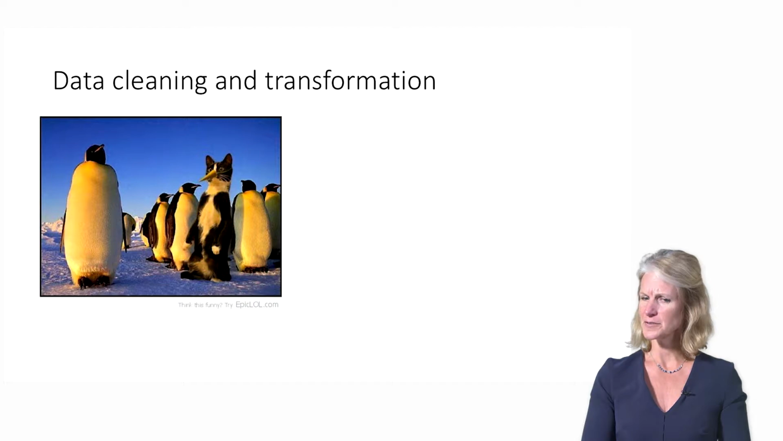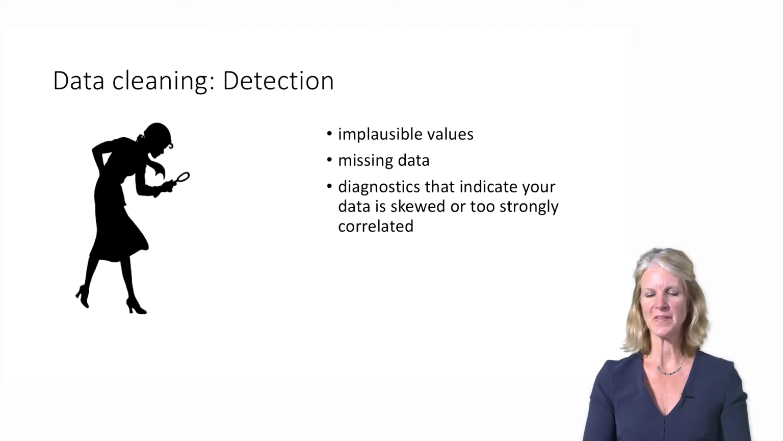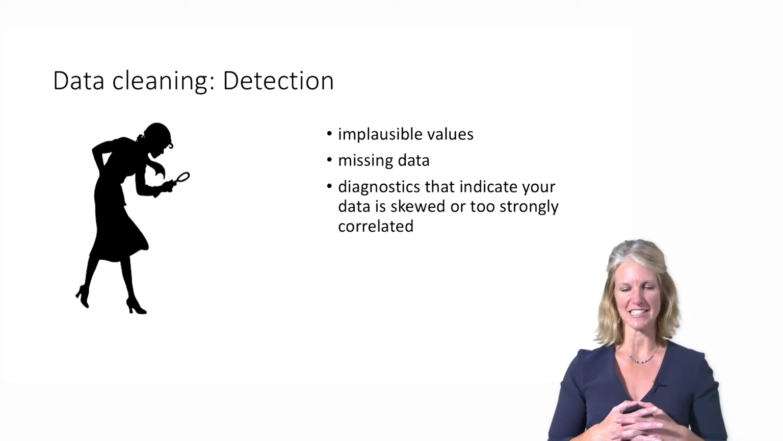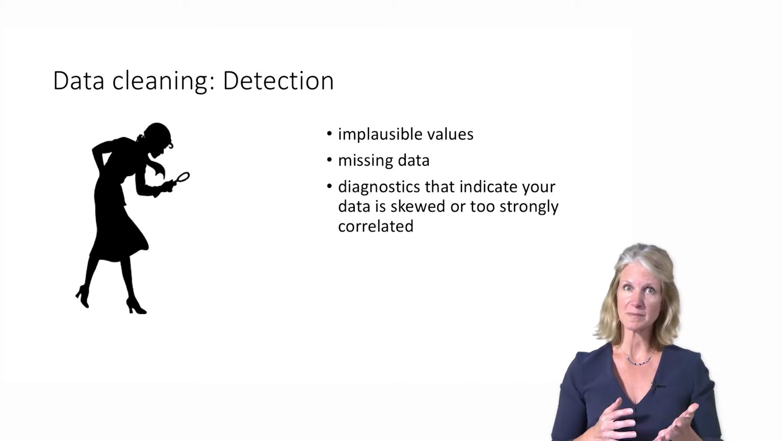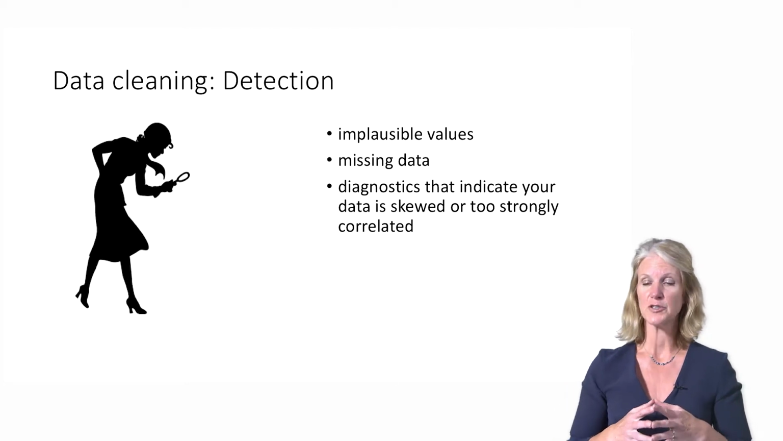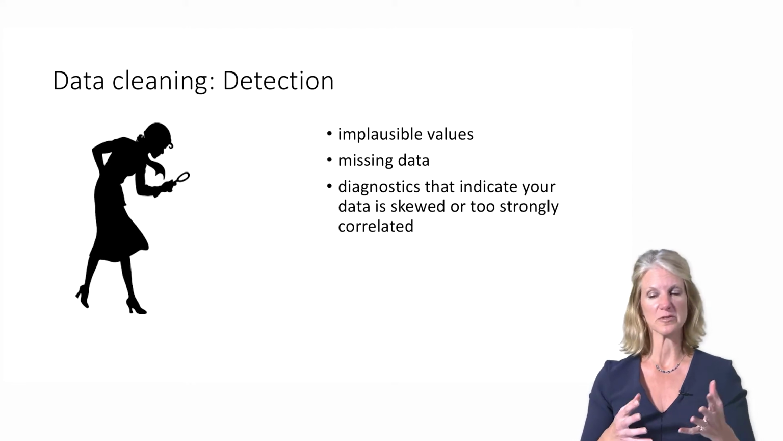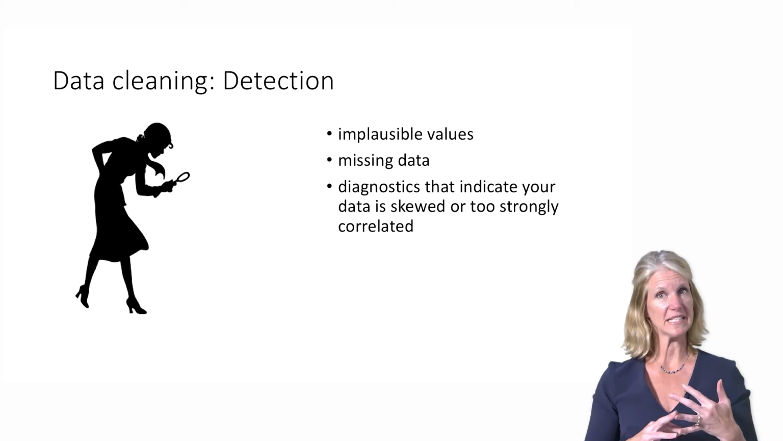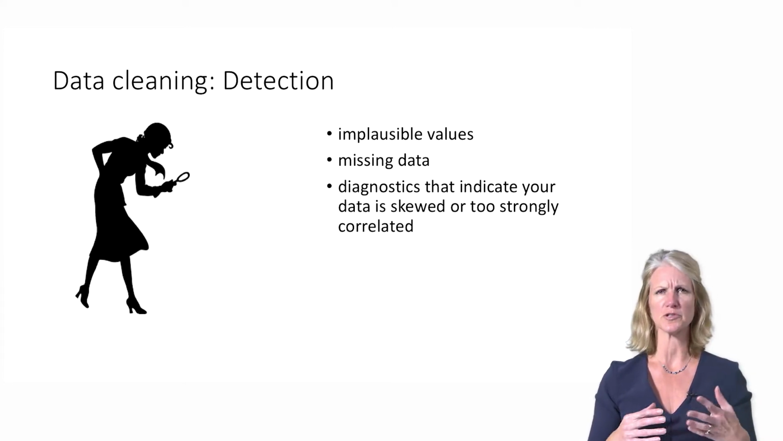So what if you run those frequencies and you see something that doesn't belong? That's when we get into the data cleaning and transformation. As Nickerson and colleagues suggest, you need to detect the data issues and then correct them. Although some call this time-consuming and tedious, it's very important to ensure data quality. So data issues can be detected primarily through running descriptives and frequencies and noting implausible values, missing data, or diagnostics that indicate the data is skewed or too strongly correlated.